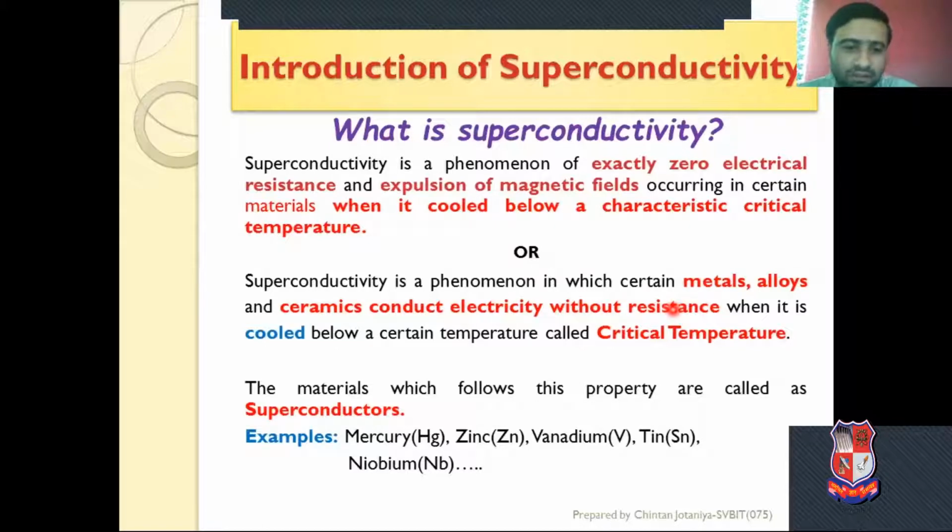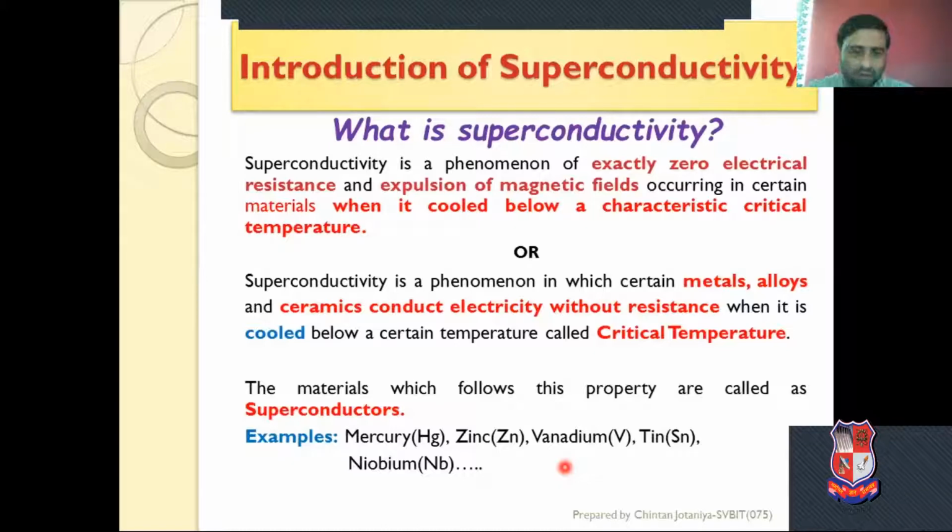Which materials show the superconducting state? The first superconducting material which was found was mercury. So mercury, zinc, vanadium, tin, niobium. These are a few examples of superconducting materials. So you can also remember the names of these materials: mercury, zinc, vanadium, tin, niobium. These are the materials which show superconducting behavior.